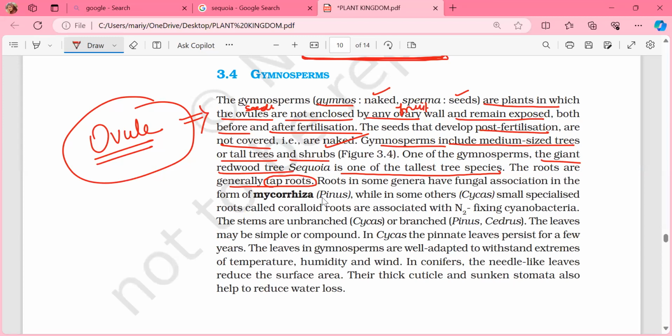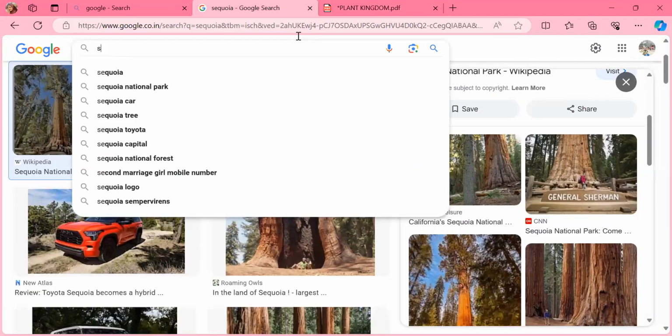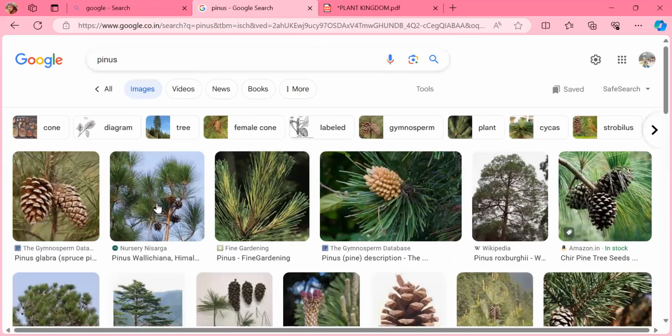Now, the roots, taproots. Roots in some genera have fungal association in the form of mycorrhiza. So the roots of Pinus have the fungal association, known as mycorrhiza, because we know it is the symbiotic association of fungus. Now, this is a pine cone.